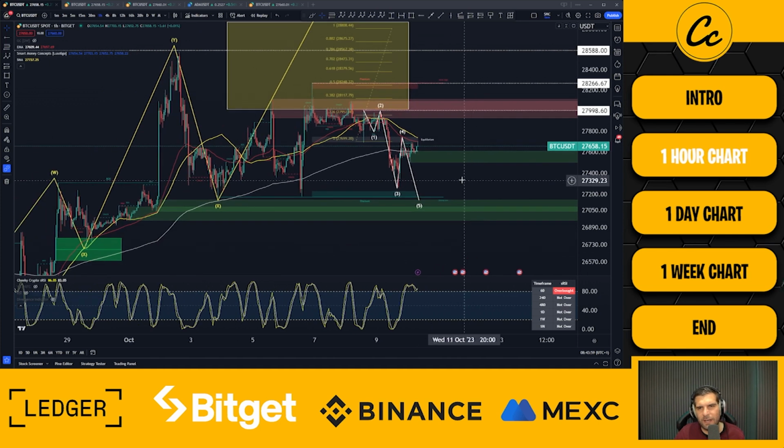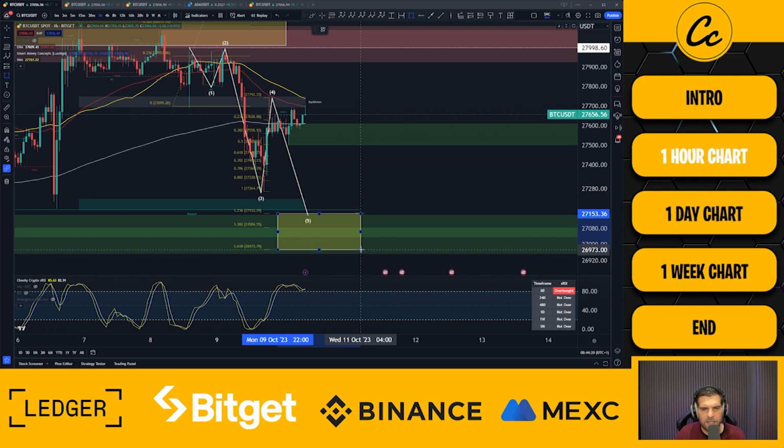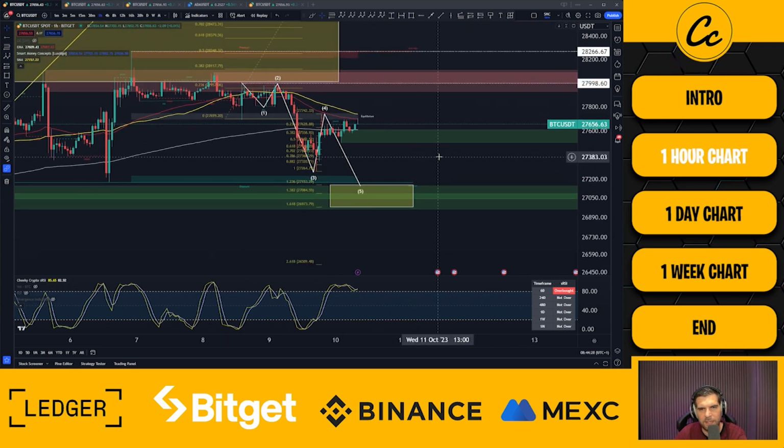But for now, on our hourly chart, based on this idea, we're getting rejected here from equilibrium after this move to the downside, both below the 50 EMA and 50 SMA. Then our expectation is going to be for a move to the downside. Our move to the downside is going to target out between the 1.236 and the 1.618 fib scales. This essentially is going to be between 26,973 to 27,153. Okay, so that's going to be the target range there.